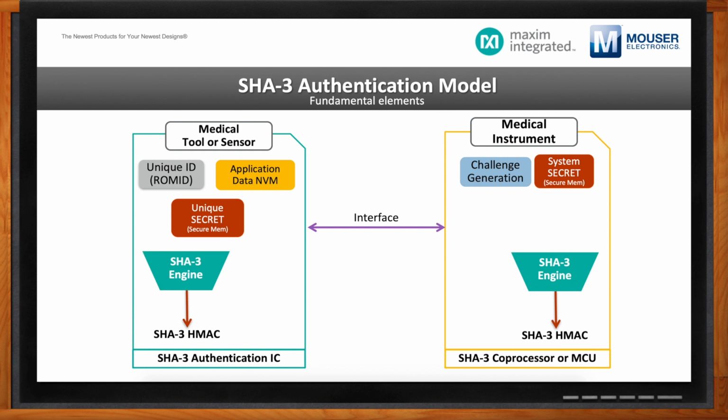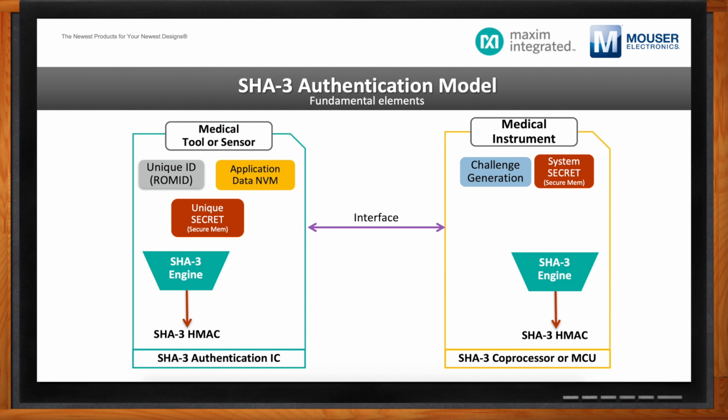And we can do all of this with a SHA-3 coprocessor, or we can do it with a microcontroller. If we're going to do it with a micro, it's pretty important that we be able to securely protect this system secret that exists over on the instrument side. And there's obviously micros that can do this, but it's important to protect this data value. It's a data value that's very important that not get out to the bad guys. So with those fundamental elements, let's take a look at how we would handle this unique secret that exists over in our tool or a sensor.